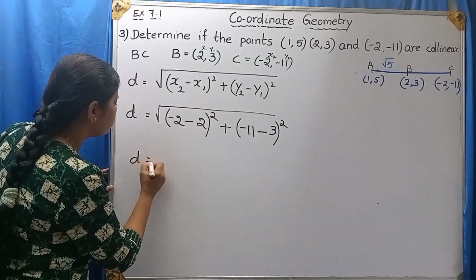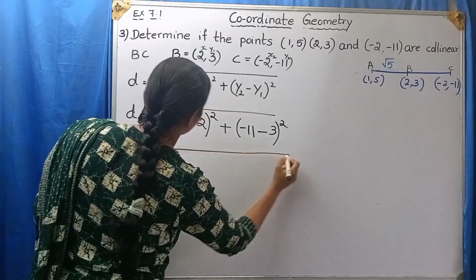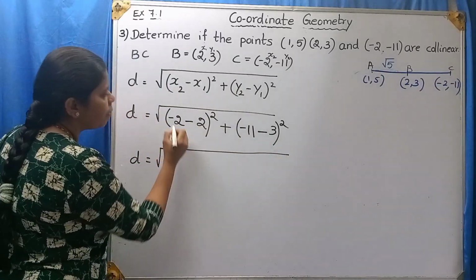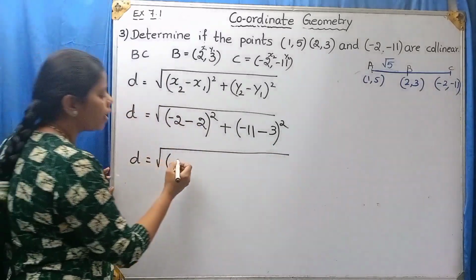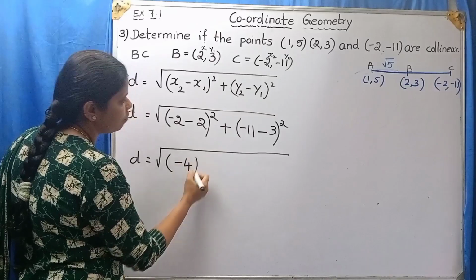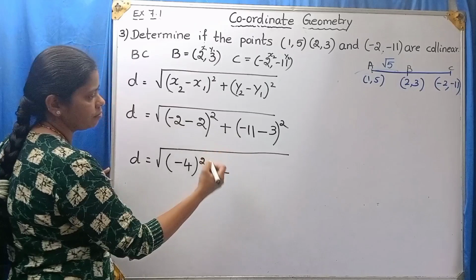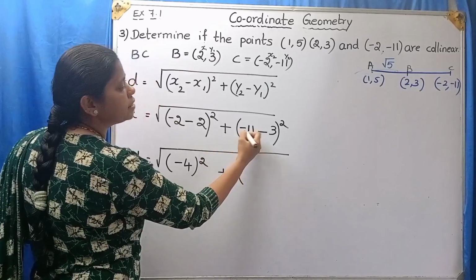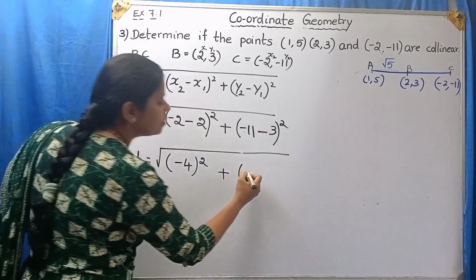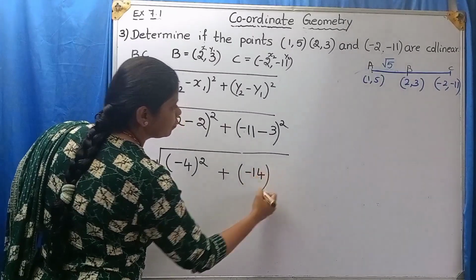D is equal to square root of, minus 2 minus 2 is minus 4, minus 4 the whole square, plus bracket open, minus 11 minus 3 is minus 14, square.